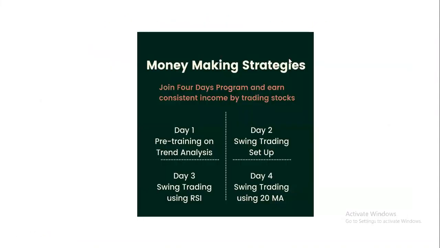Now guys, if you wish to learn swing trading, we have a 4 days program on that called money making strategies. Generally, it is said that 80 to 85% of traders' loss making trades will disappear if a trader follows one simple rule. Trade only those stocks in which 20 moving average is upward sloping or downward sloping. If 20 moving average is upward sloping, means we are in uptrend. If it is downward sloping, means trend is down. If it is flat, means trend is sideways.